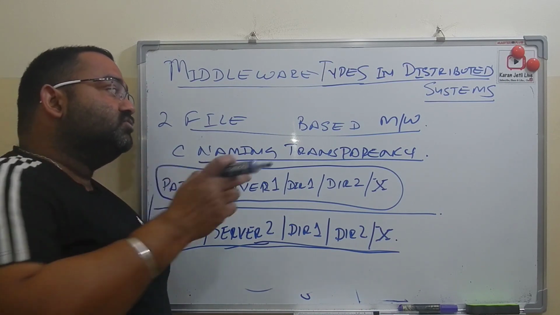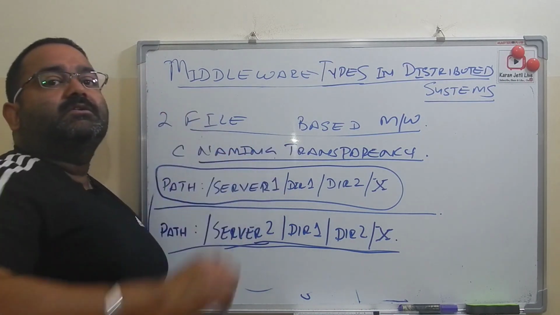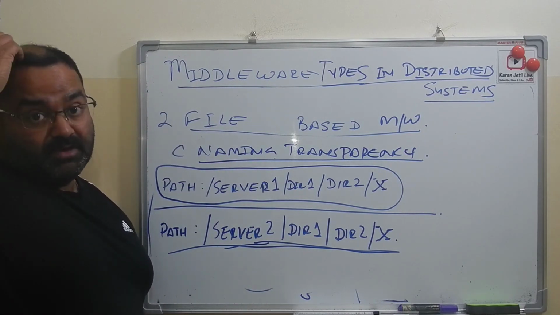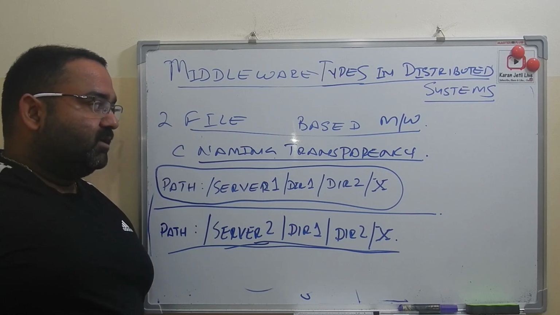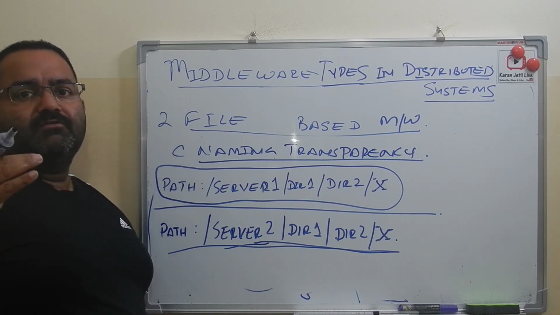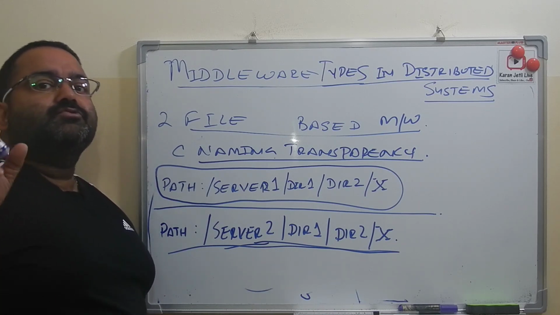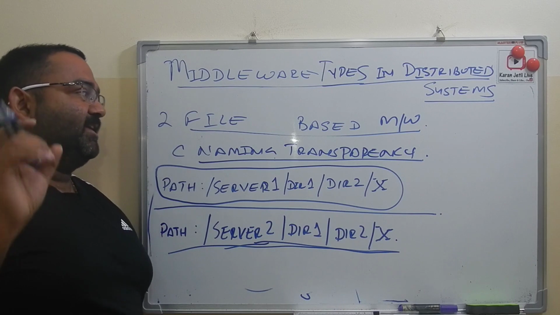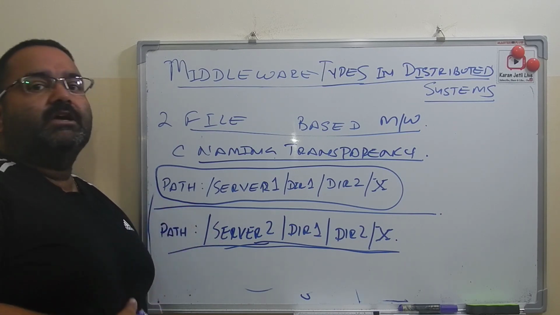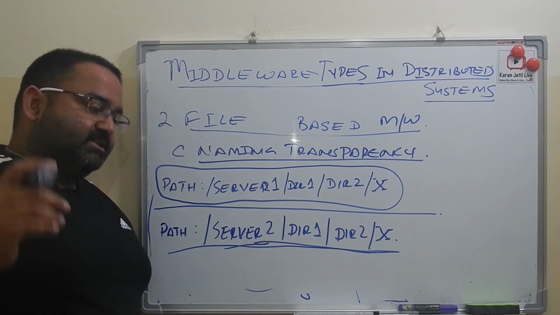So this issue is called naming transparency. When we name the file, or set the location of the file, they should be independent, they should be transparent. Even if I change the location of my file, the programs should not stop working. This is called naming transparency.